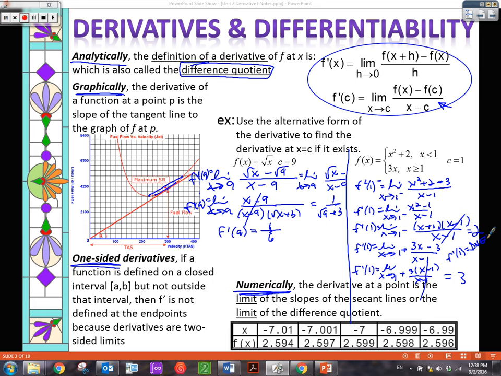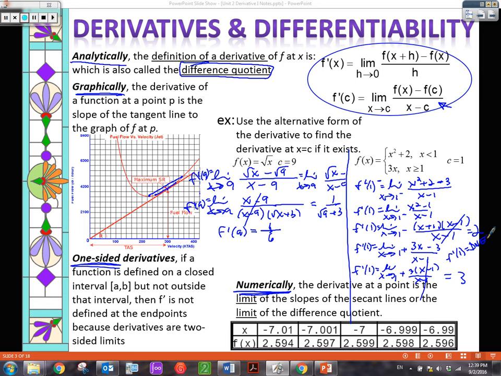Which reminds me, on the quiz that I just passed back to you, some of us got a limit that was DNE, and when we do, remember that we have to prove that by doing the one-sided limits. I think most of us did, but there were a few of us that forgot to do that. All right, how's that part? We okay so far? All right, so that's talking about derivatives.